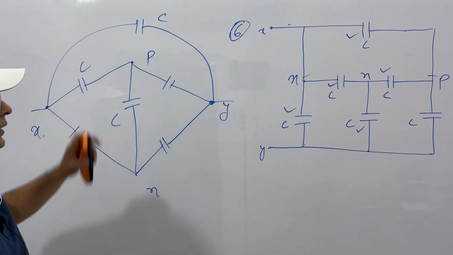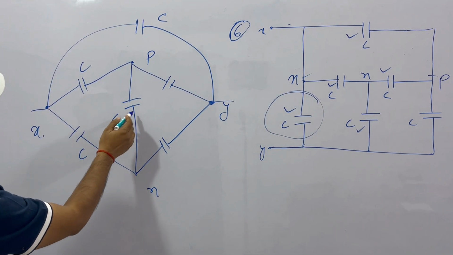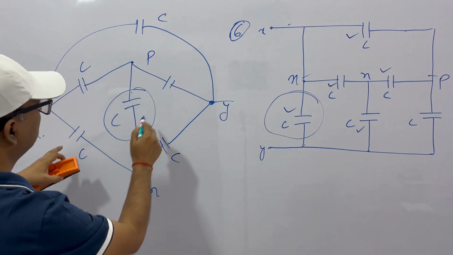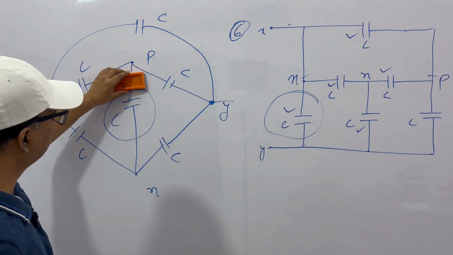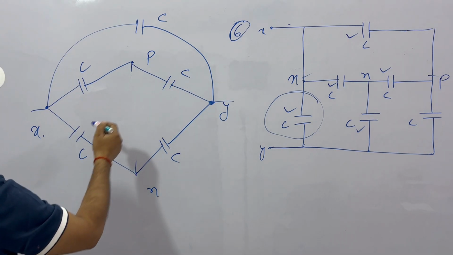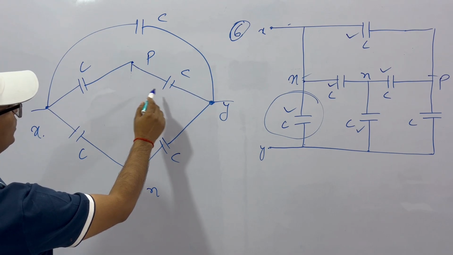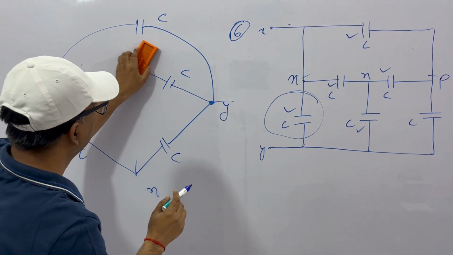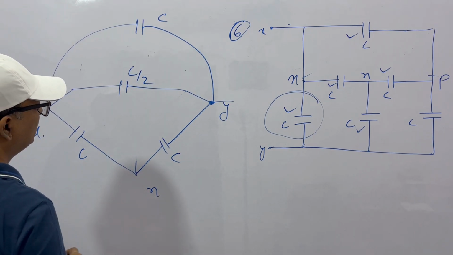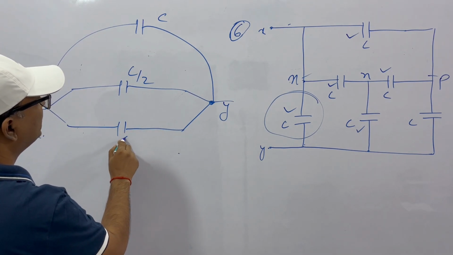Leave this C for some time. What will you get? This is a Wien bridge again, the way we saw there. See, this is C by C, the ratio is equal. So what can we do? We can omit this, because this by this is equal to this by this. Now what we get? We get C and C in series. So C and C in series means the equivalent will be C by 2. Again C and C in series, equivalent is C by 2.